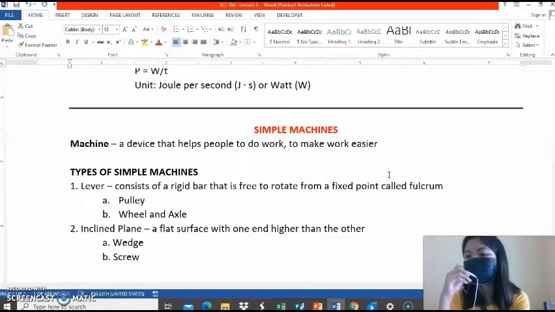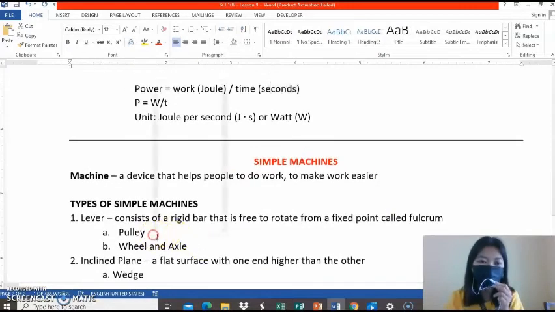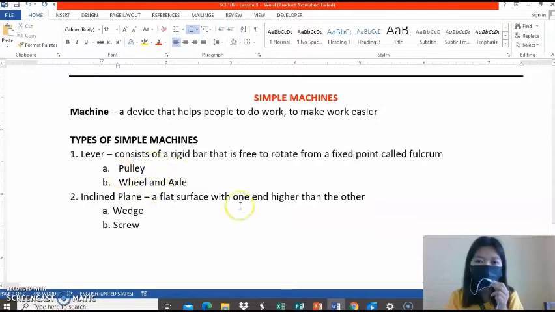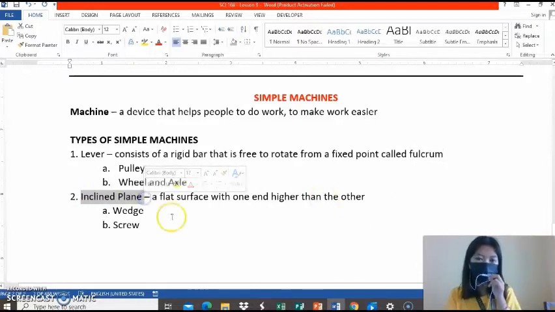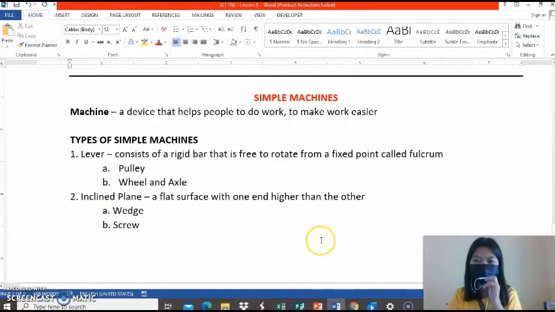So, alin ba? Ano ba yung mga under ng lever? Under din ng lever ang pulley at wheel and axle. Since itong dalawang to, yung pulley at wheel and axle, ay meron sila parehas na fulcrum. Kaya lang magkaiba kung saan nakalagay. Next, number 2 is the inclined plane. Inclined plane is a flat surface with one end higher than the other. Okay, so we have the two under ng inclined plane, which is the wedge and the screw.